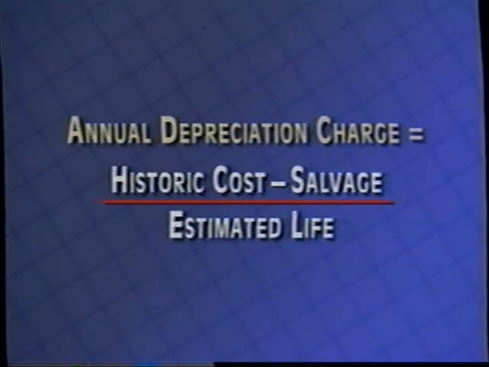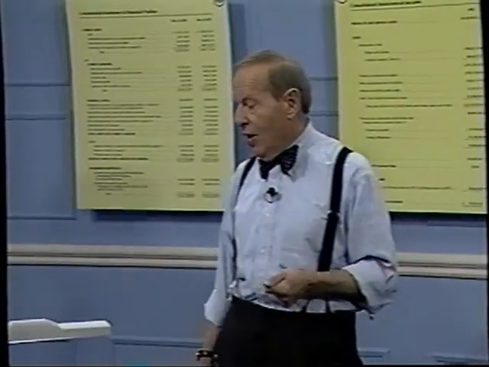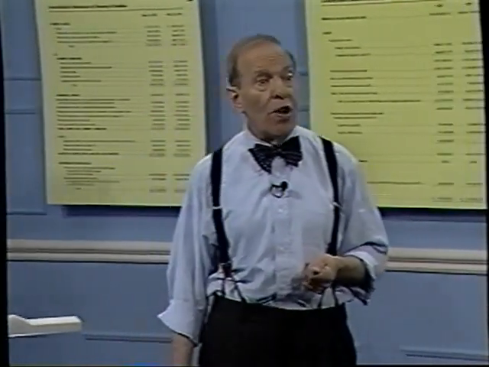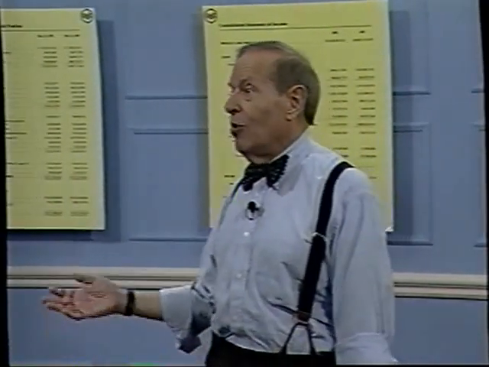And we divide that difference that we have to recover, the difference between historic cost and salvage, by the number of years of useful life that we estimate the product will have. And each year we charge off that much depreciation as an expense, which helps to reduce our reported profits and allows us to pay less to the tax collector. Ben Franklin would be proud of us. The trouble with this formula is that we call this straight line depreciation. We charge off the same amount each year.